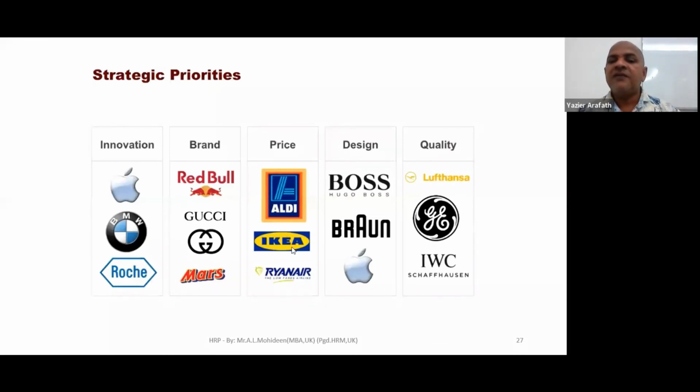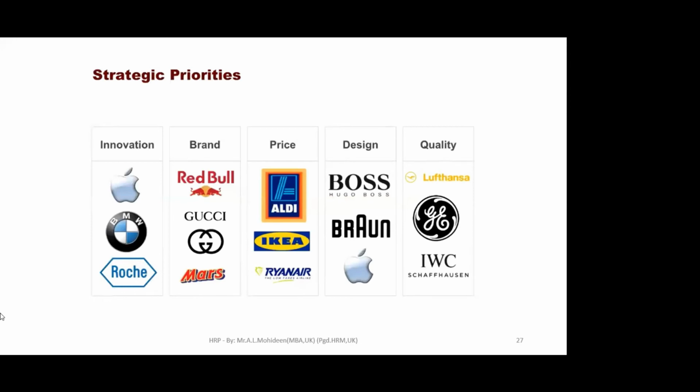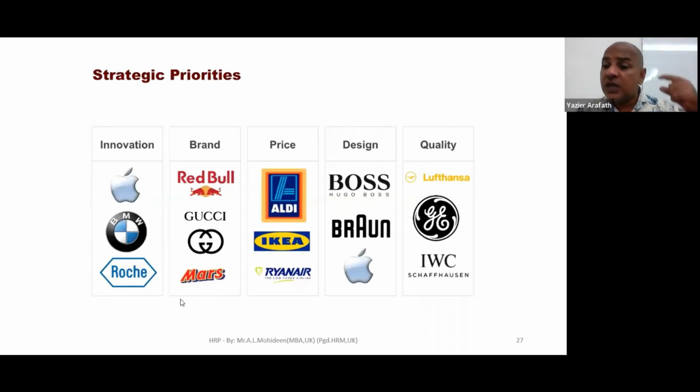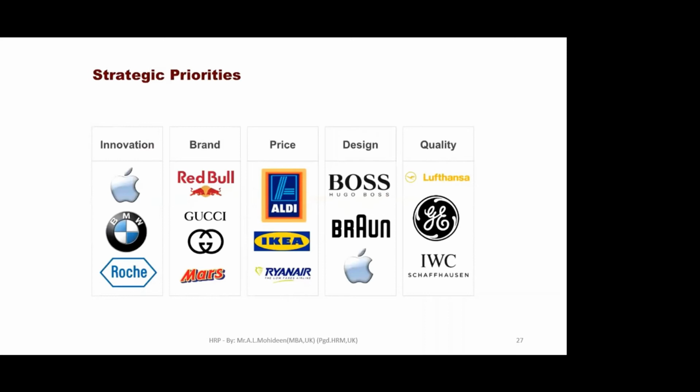Sometimes IKEA is always focused on the low cost strategy. So they need to have cheap manpower. They are focusing mostly on low cost things, so at the same time they will think about the people who are hired, maybe a cheap labor force. Based on the price, they will think about it. So these are the strategic priorities. Do you understand this? Yes, sir, we understand. Based on the strategic priorities, the workforce plan and the demand will be decided.